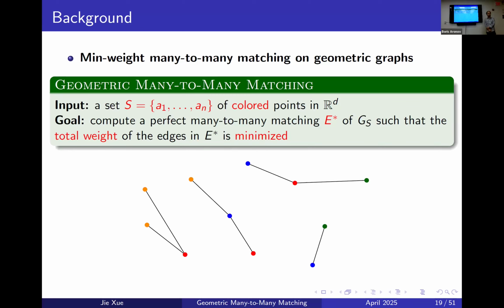So far, any questions? So when you're doing the many-to-many matching, there's no constraint on what you call a matching, except that every point has to be connected to at least one other point. Yes. And then there's the color condition. Yes, the color condition defines the edges. For example, you cannot connect this one with this one because they have the same color.